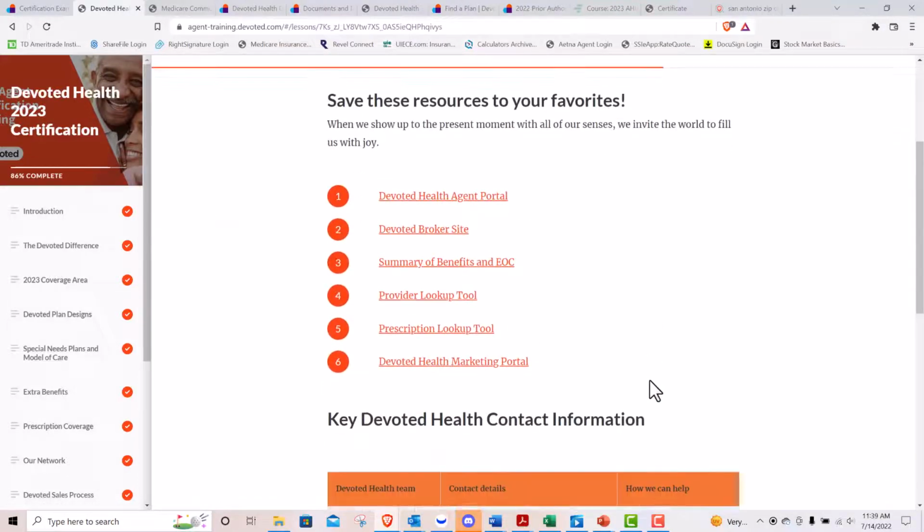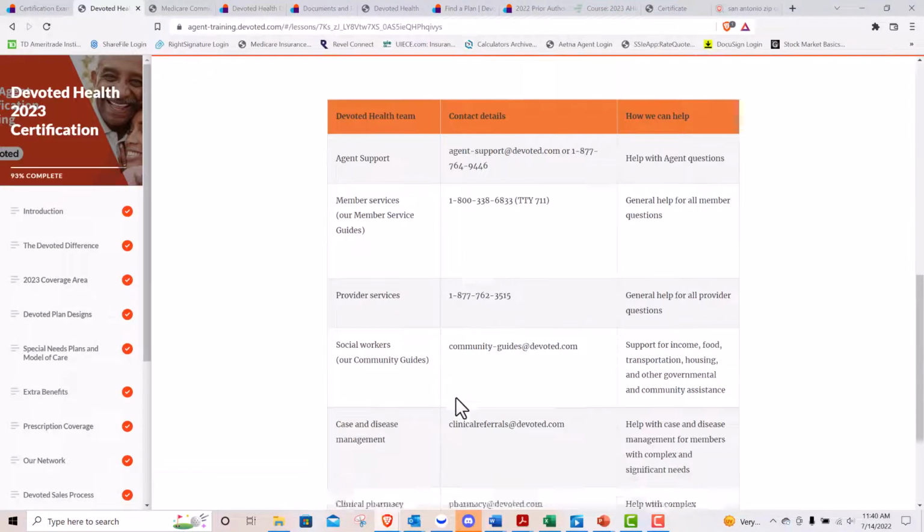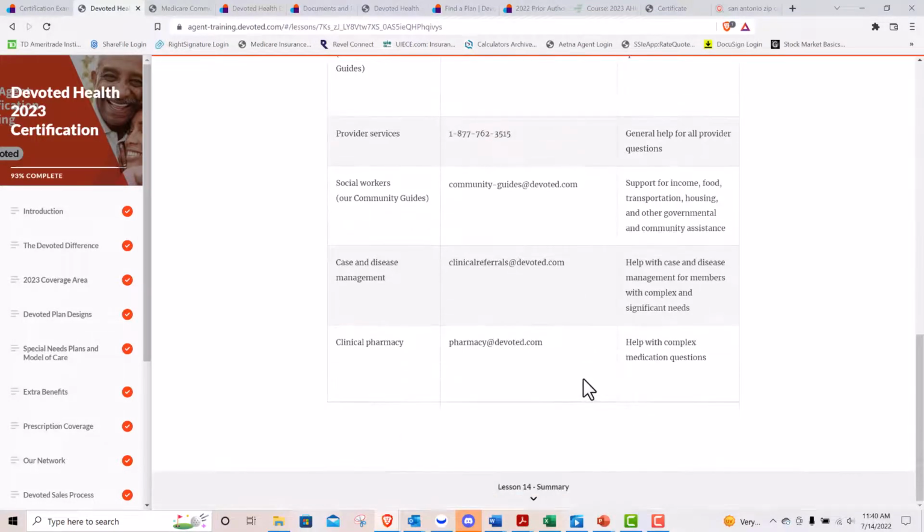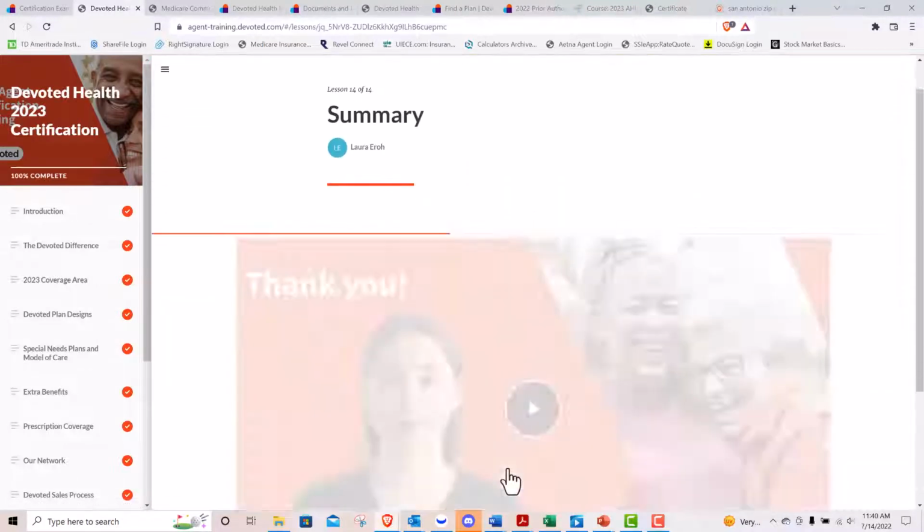Resources. Devoted Health Agent Portal, Devoted Broker Site, Summary of Benefits, EOC, provided to... alright, all those things are pretty self-explanatory. Sorry, my mouse is really bad. It keeps clicking back upwards. It just does that all the time.